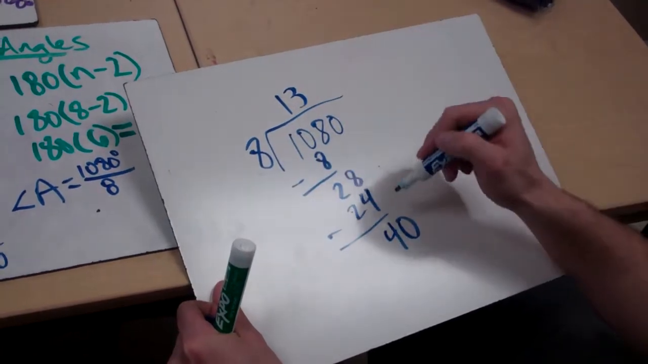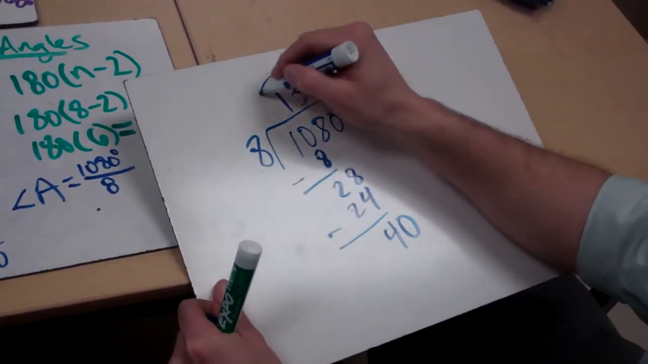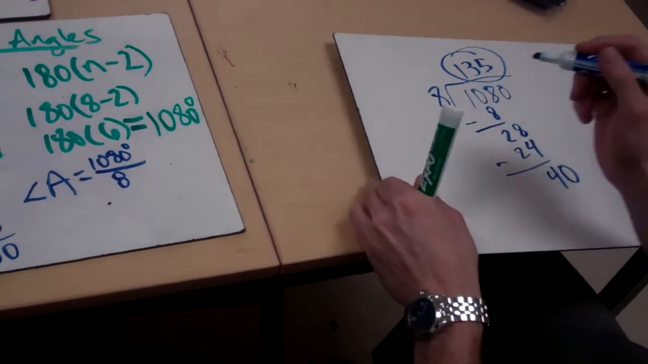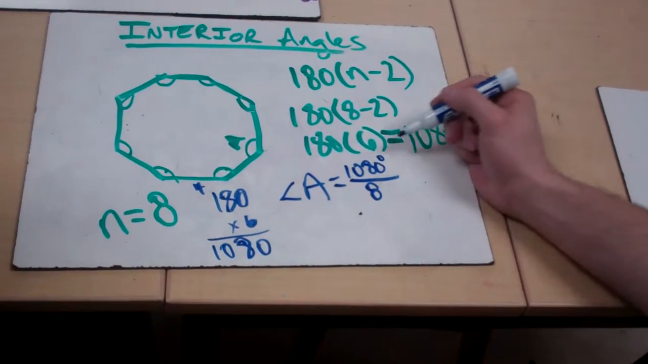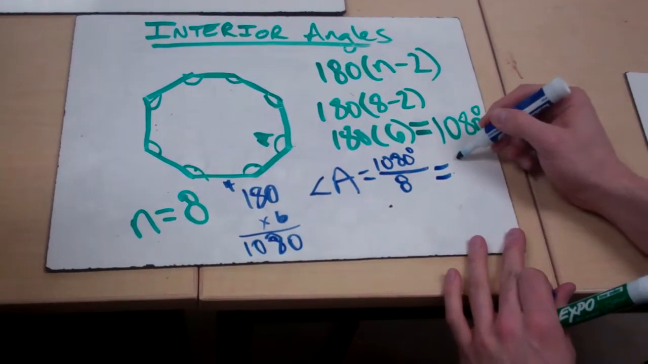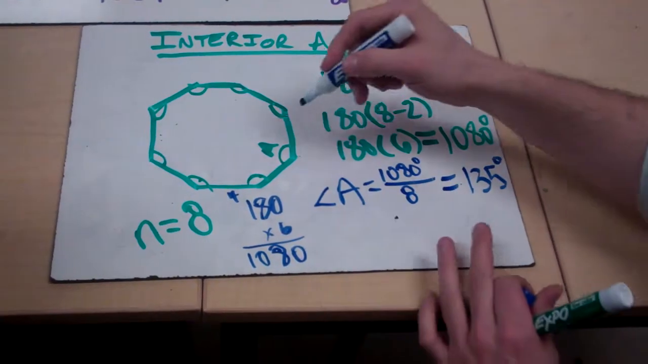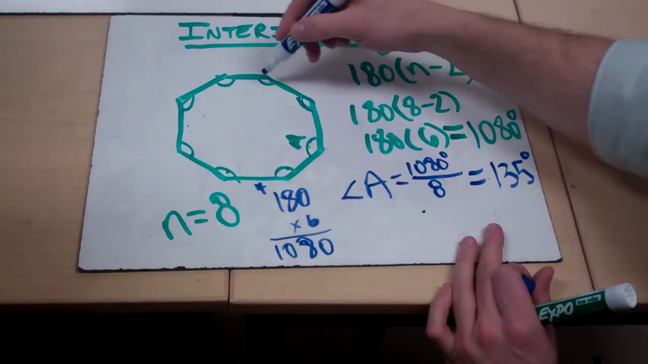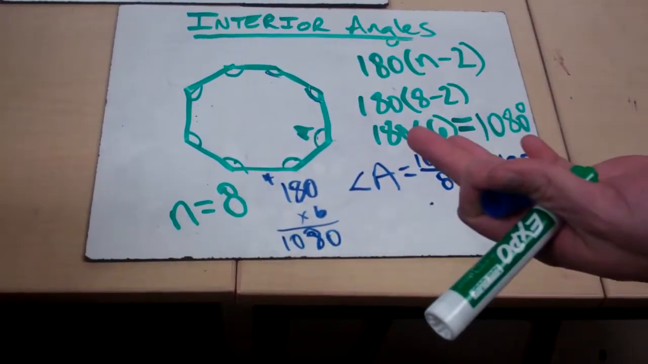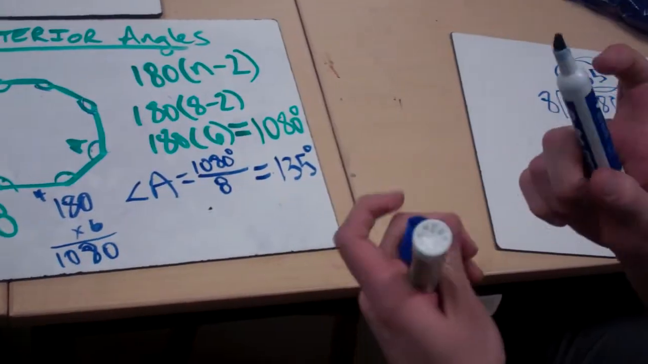8 times what equals 40? 8 times 5 equals 40, 135, and so 1,080 degrees divided by 8 is, I get, each angle is 135 degrees here. So angle A is 135, and that looks about right. These angles are obtuse, so they're going to be larger than 90 degrees.